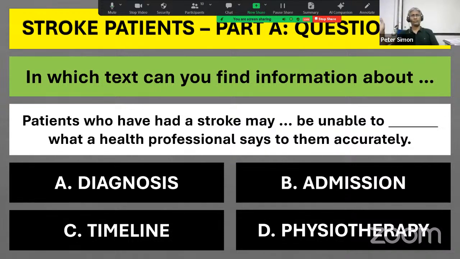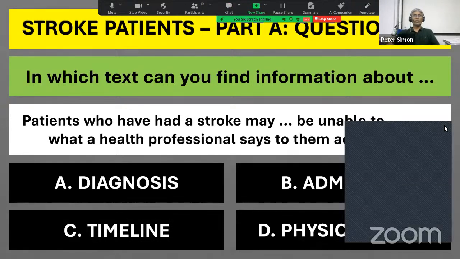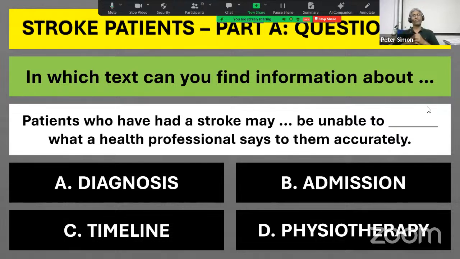Is it related to physiotherapy? Say yes or no. Words, are they related to physiotherapy? Come on, give the answer first. Majority I will take. Come on, give your answers. No. Okay, fine. Now let us see. D is ruled out.